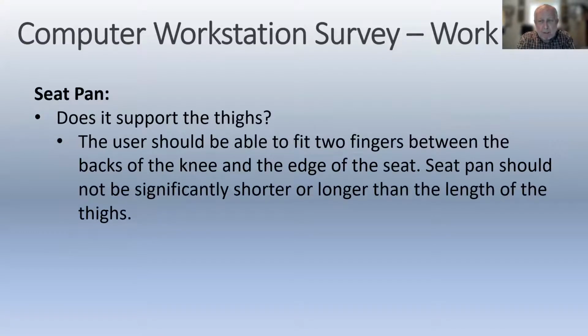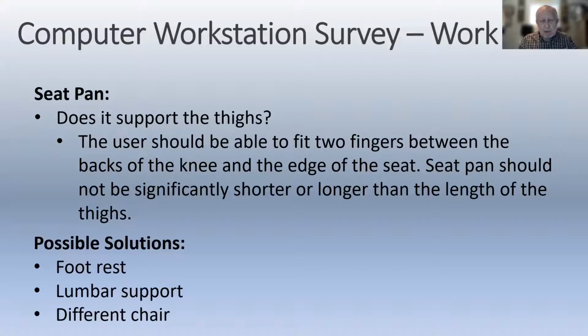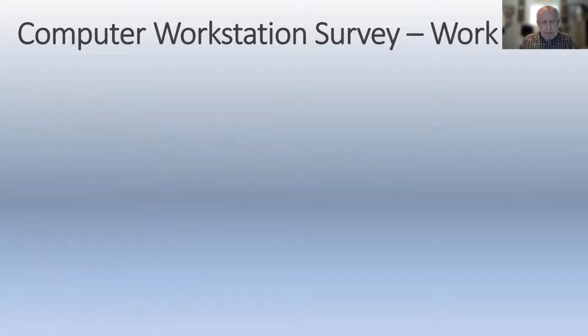Seat pan, this is to support the thighs. The user should be able to fit 2 fingers between the back of the knee and the edge of the seat. The seat pan should not be significantly shorter or longer than the length of the thighs. Again, it says the user should be doing it. Don't you be sticking your fingers there. Let them do it. Again, possible solutions: a footrest might help, lumbar support, a different chair maybe.